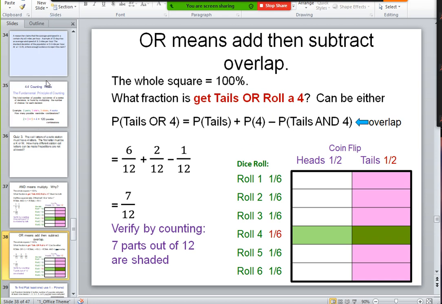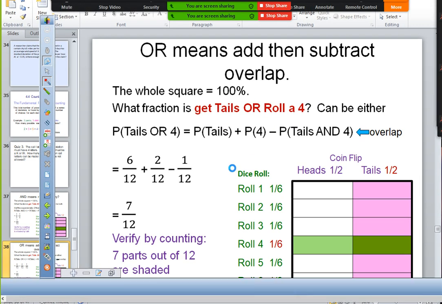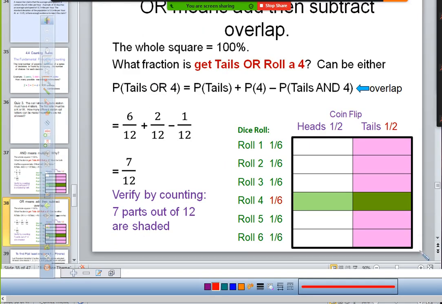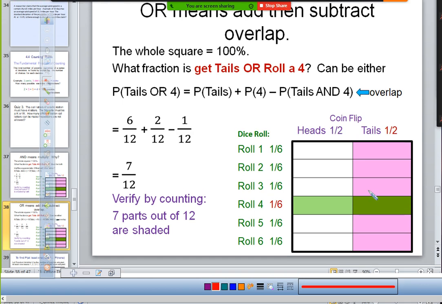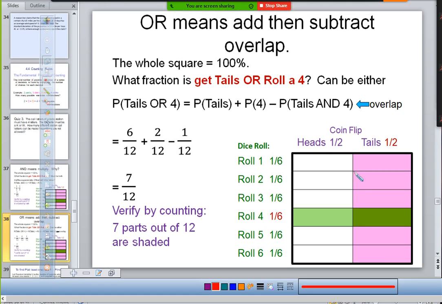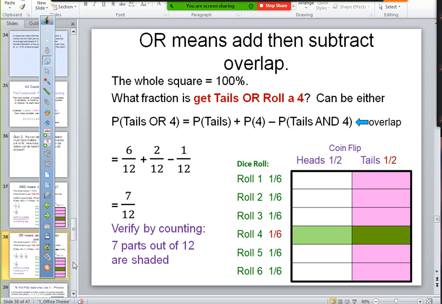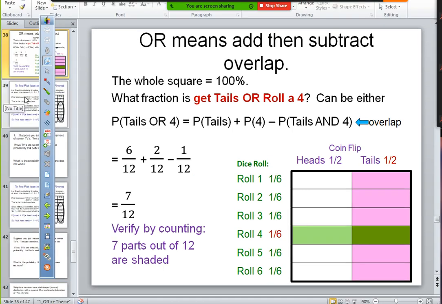And then "or" means add and then subtract the overlap. So "or" means add. "Or" means bigger, because "or" means you have more ways of winning, right? If I get a tails, or if I roll a 4, either one and I'm successful. So that gives me more choices to win. So your probability should become larger, and it does. You add them, and then you subtract the overlap. So hopefully that makes sense for folks. You've heard that before. "Or" means add and then subtract the overlap, and "and" means multiply.